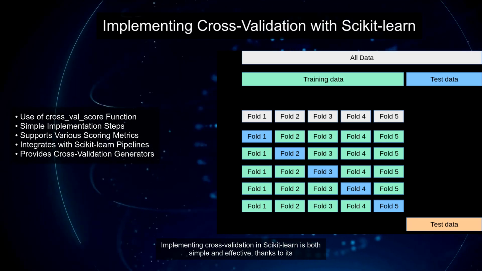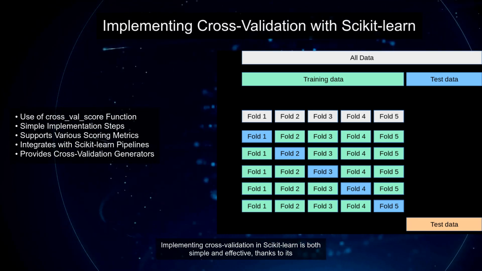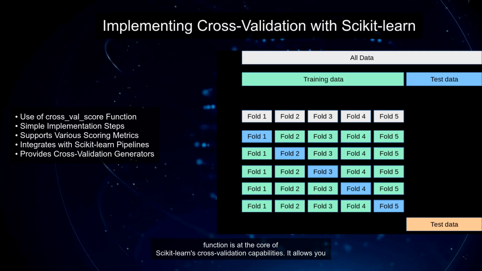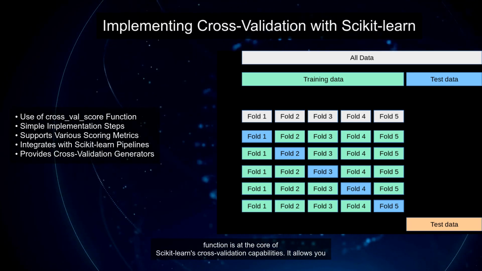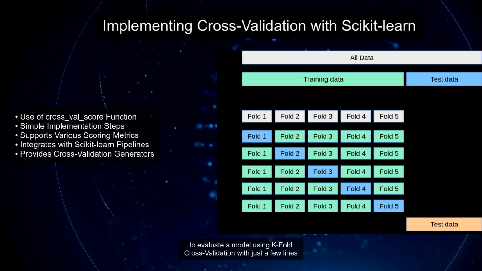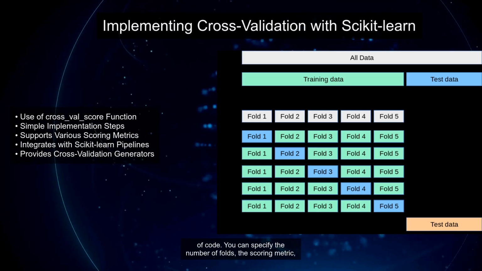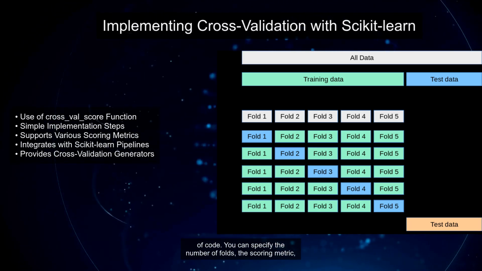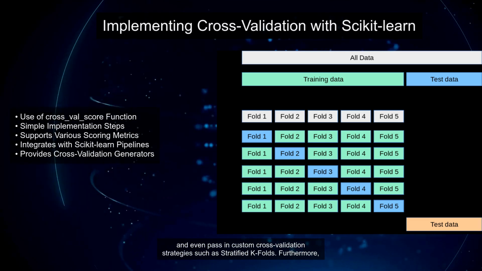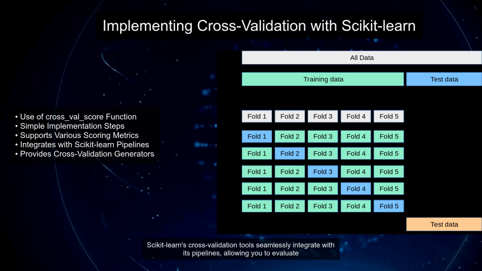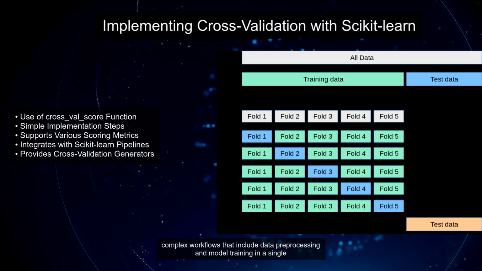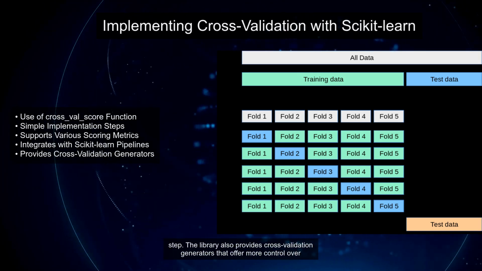Implementing cross-validation in Scikit-learn is both simple and effective, thanks to its comprehensive set of tools and functions designed for model evaluation. The cross_val_score function is at the core of Scikit-learn's cross-validation capabilities. It allows you to evaluate a model using K-fold cross-validation with just a few lines of code. You can specify the number of folds, the scoring metric, and even pass in custom cross-validation strategies such as stratified k-folds. Furthermore, Scikit-learn's cross-validation tools seamlessly integrate with its pipelines, allowing you to evaluate complex workflows that include data pre-processing and model training in a single step.